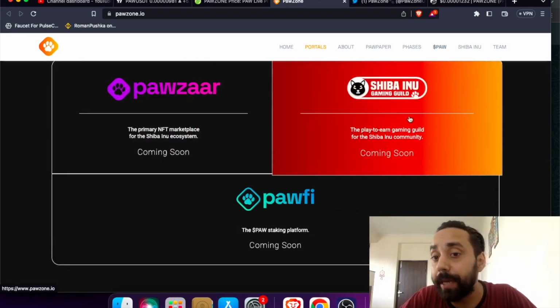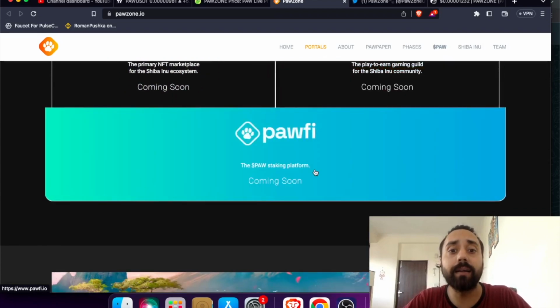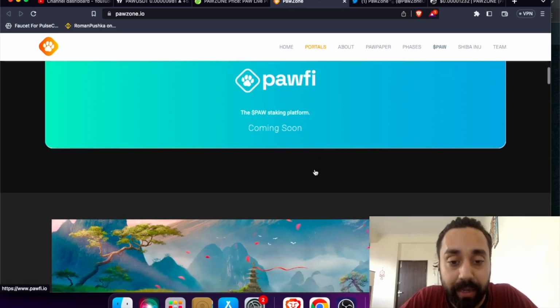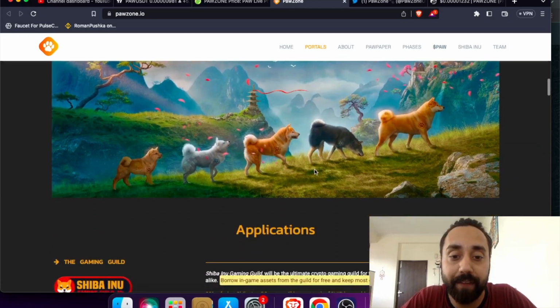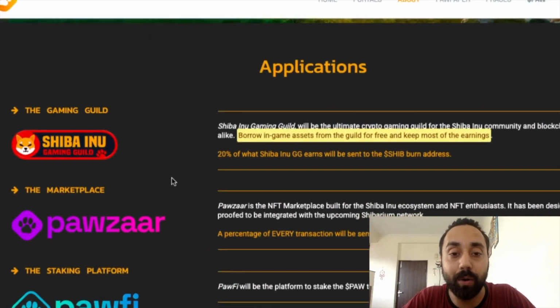And second, you have the Shiba Inu Gaming Guild, the play-to-earn gaming guild for the Shiba Inu community. And the third is the PAW staking platform. You can stake your PAW token and earn interest on it, just like any other staking platform. So these are the applications. They have explained everything they are about to launch.